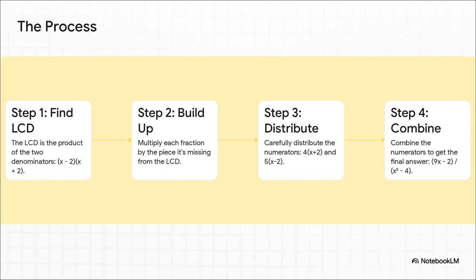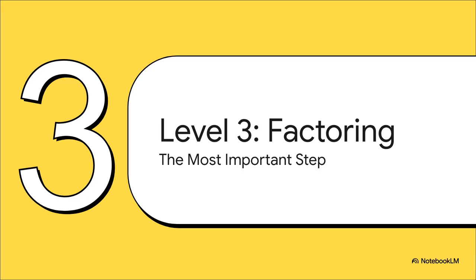And this lays out the whole process perfectly. You just give each fraction the piece it's missing. The first fraction needs the x plus 2, so we give it 1. The second fraction needs the x minus 2, so we give it one of those. Once the denominators are the same, we just multiply out the tops. We get 4x plus 8 and 5x minus 10, and then we just combine all the like terms to get our final answer.